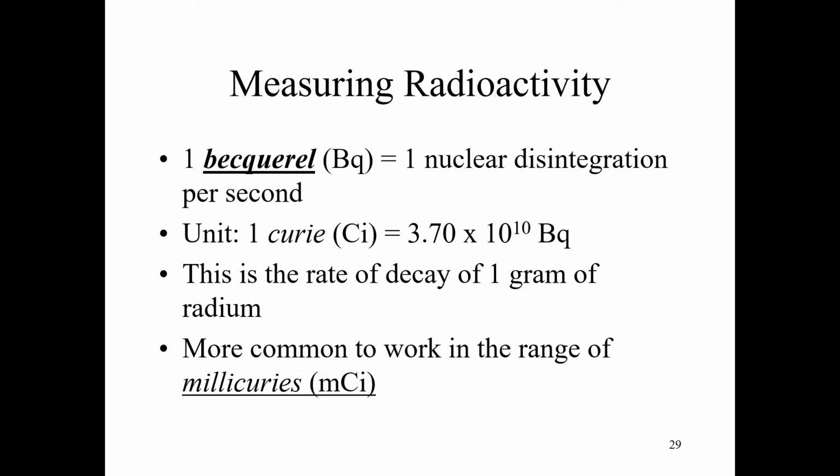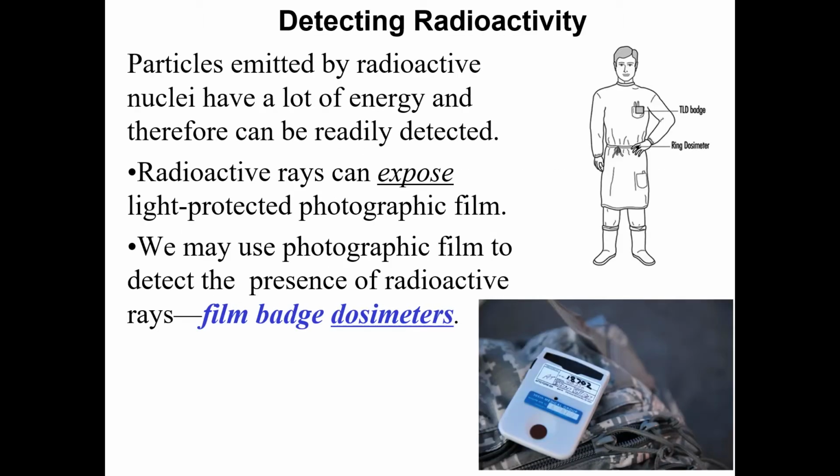Now, how do we detect this radioactivity? One of the most common methods is by, for example, the ability of the energy of these events to expose some kind of photographic film. So because the particles emitted by radioactive nuclei have a lot of energy, even though they're in small amounts, we can detect them because the rays or the radiation can expose photographic film.